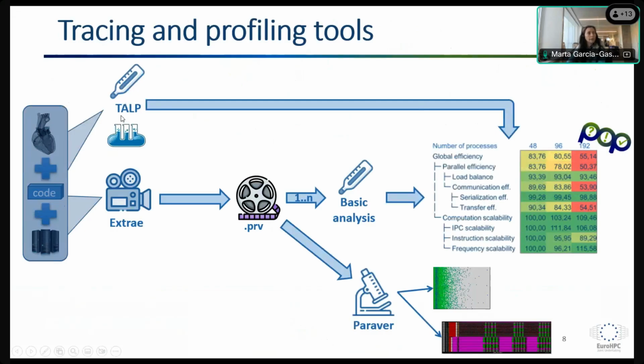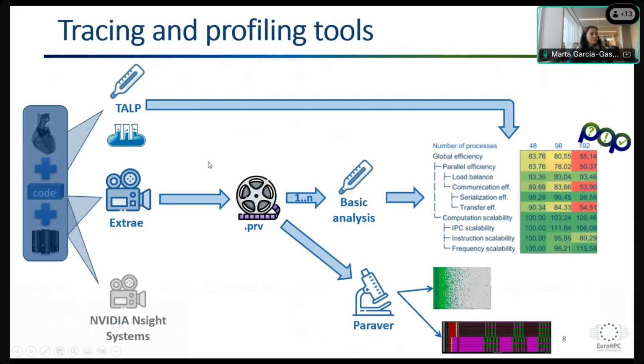So TALP is meant to be used in production, where you can always get information on the efficiency of your execution. If you see a low value in the table, then you know that you need to get a trace for that to do the detailed analysis, but you don't need to get the trace every time.